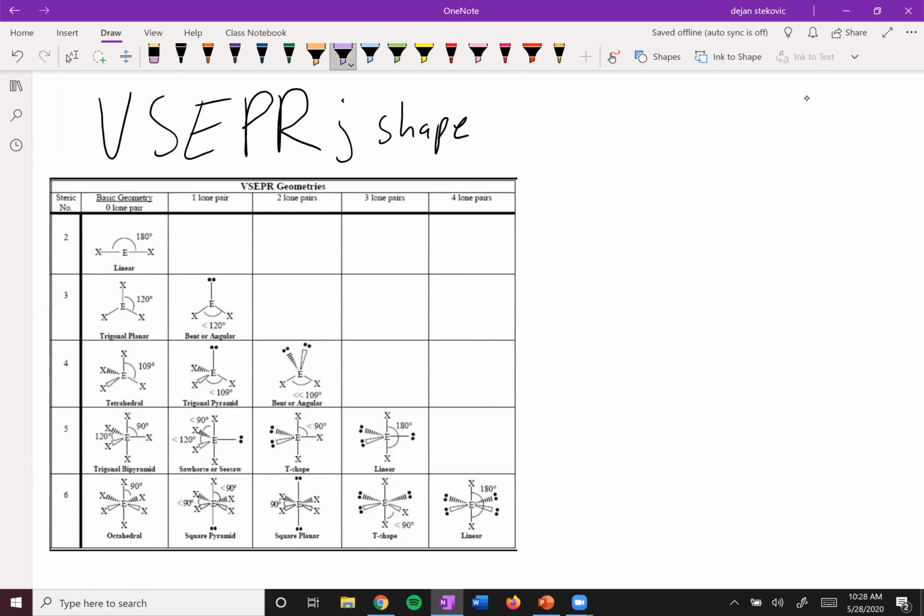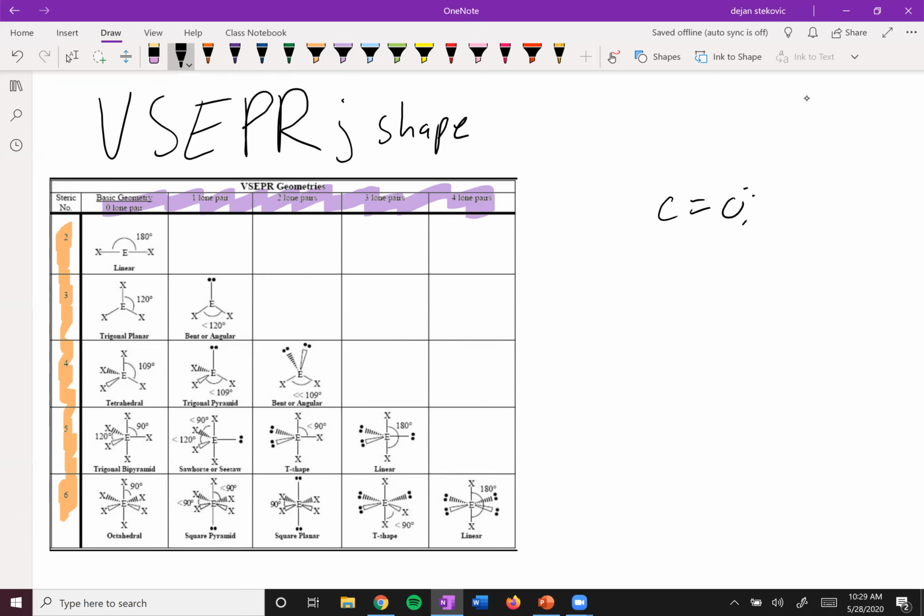And so what VSEPR depends on is how many things are around your atom. So that includes other atoms or lone pairs. And then how many of those other things are lone pairs versus atoms. So let's take a look at some structures.